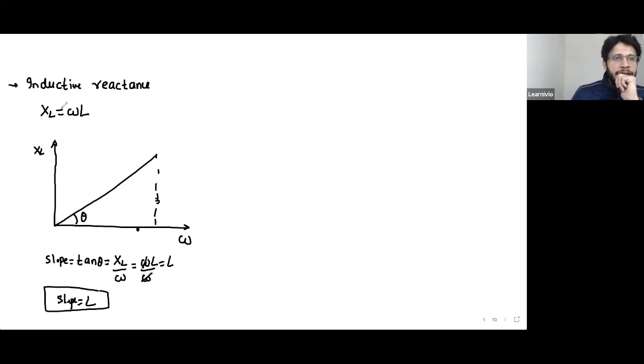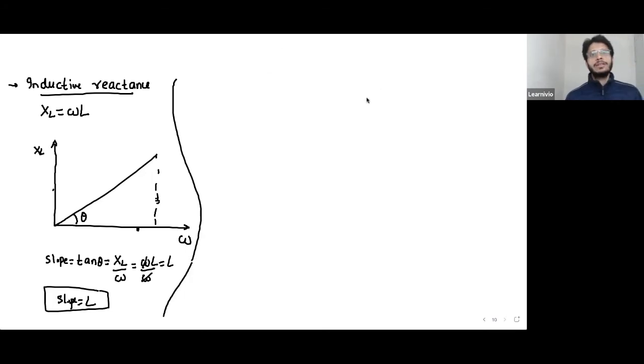I'm repeating it again. Next, we are discussing some conceptual questions on inductive reactance. XL is omega L. XL is directly proportional to omega. So if I plot the XL versus omega graph, this graph would be a straight line. Next, he can ask the slope of this graph. The slope of the graph is tan theta. It's perpendicular upon base. Perpendicular is parallel to XL, base is omega. XL by omega is L. So slope is equal to L, that is inductive reactance.